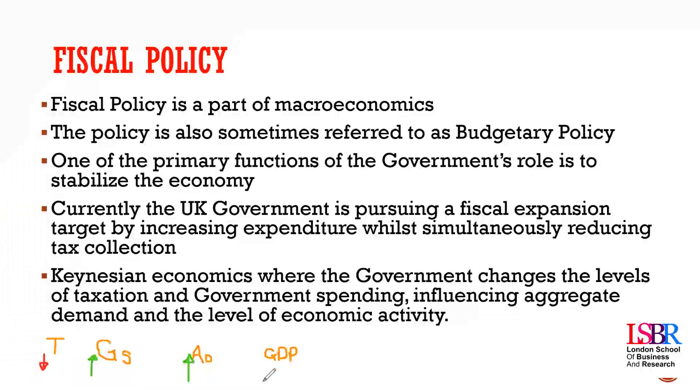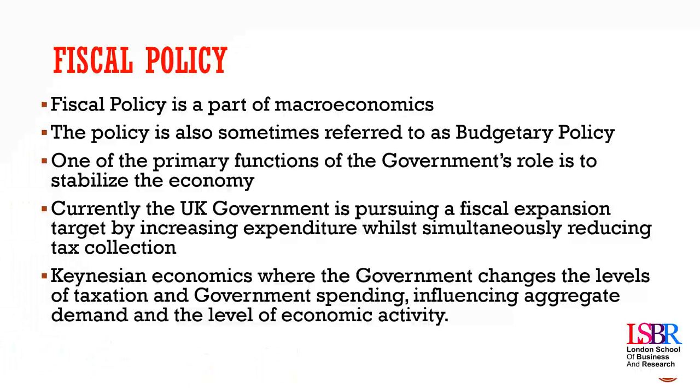And that's what influences our gross domestic product, okay? So gross domestic product will also go up. So GDP goes up as a result. So that's the basic logic of what we call Keynesian economics. If the government does decrease tax and increase spending, then by default, the aggregate demand in the economy must also go up, therefore raising the GDP in the economy.